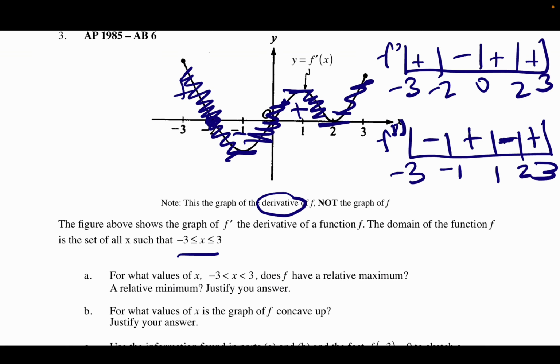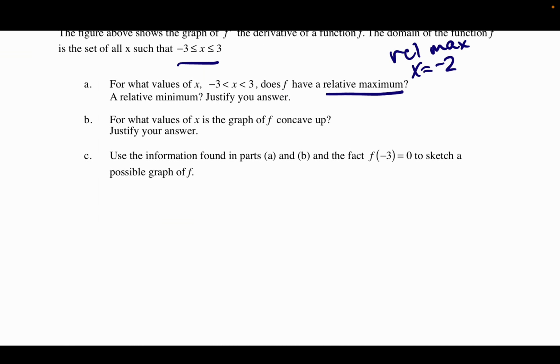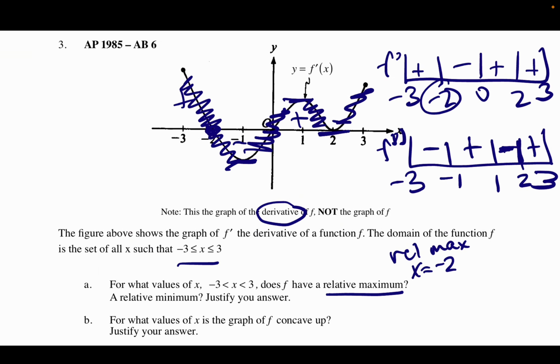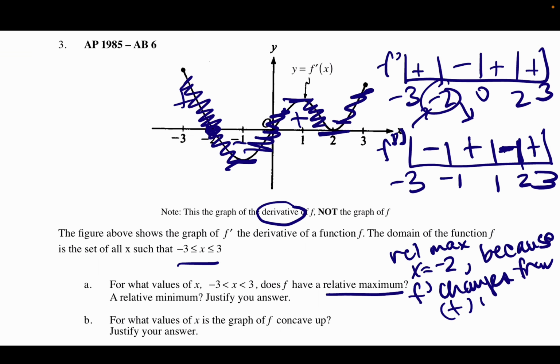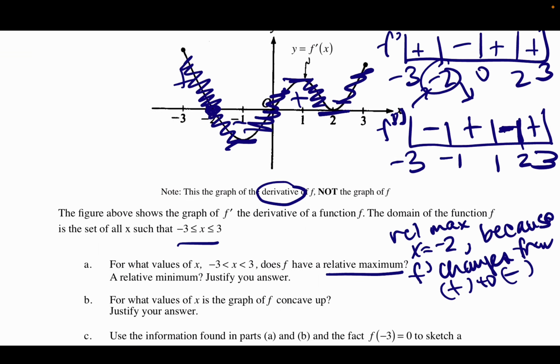Okay, now let's see what the questions are. Relative maximum is going to occur at x equals -2, and we want to justify our answer. Oh, wait. For what values is there a relative max? We'll do the relative max first. Don't try to squeeze it all in right here. Use your light paper. Relative maximum at x equals -2 because we know our function increased and then decreased. But really, I want to say by what I was given: because f prime changes from positive to negative at x equals -2.